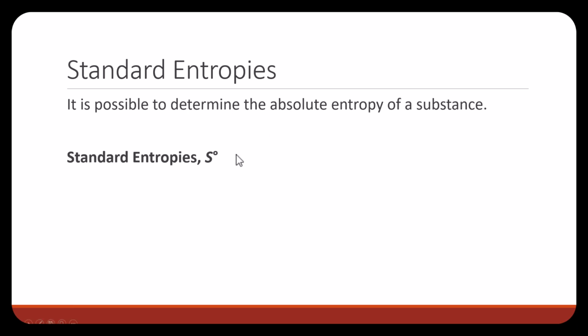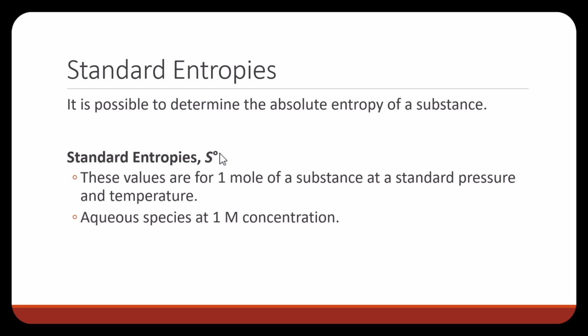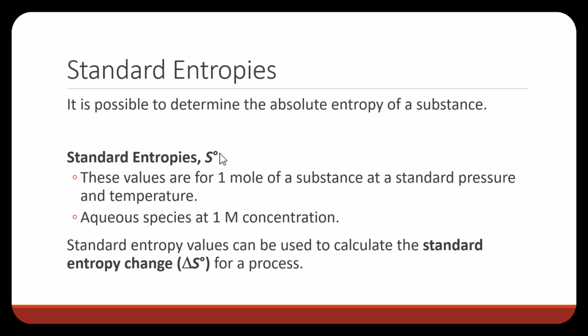So standard molar entropies, this little degree symbol is just an indication that we're using standards. We're going to look at some tables that are from experimental measurements, experimental data, but they threw them into these tables and now we can use them as standards. So these values are based on standard conditions, so 1 mole of a substance at standard pressure, standard temperature. If it's an aqueous solution, the standard is a 1 molar concentration. And then finally, we're going to use these values. We'll look at a table in just a second. But finally, we're going to use these values to calculate the standard entropy change for a particular process.